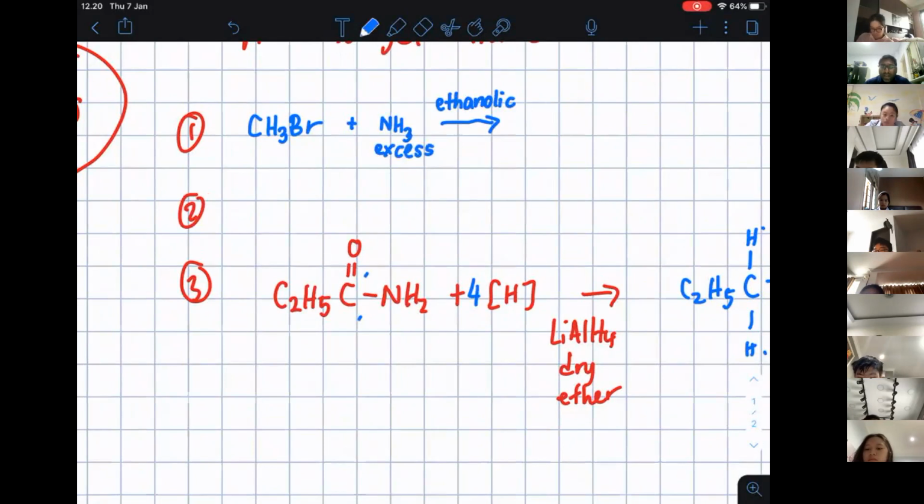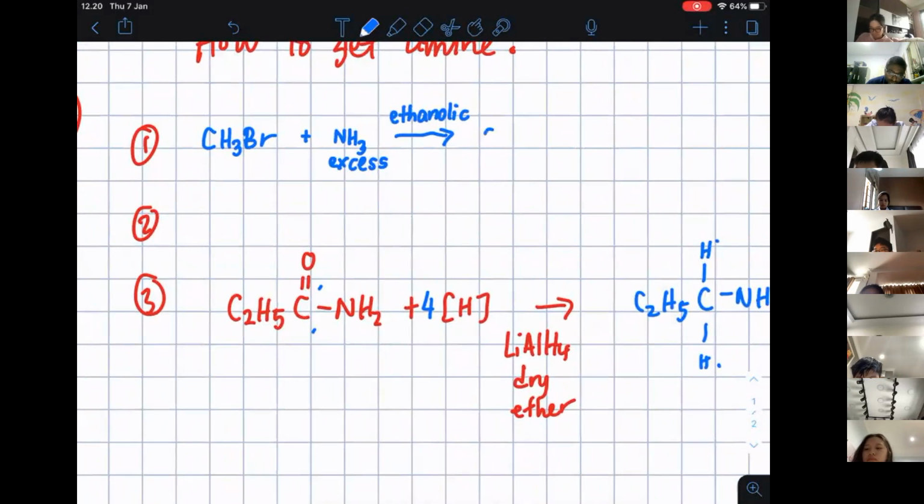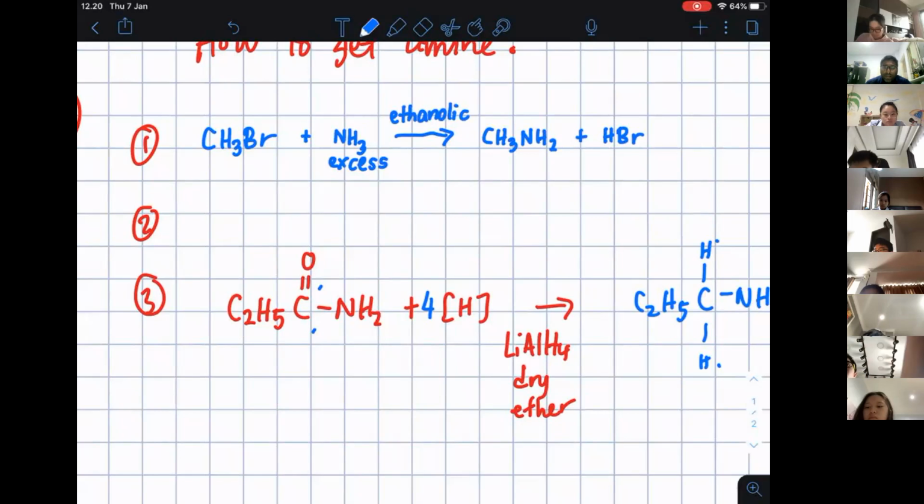Okay, it must be under ethanolic or excess. And what happened? You are going to get CH3, the NH2 will enter, and then the Br will come out with one of the H, so you have HBr. So this is going to be another way where you can actually get the amine.